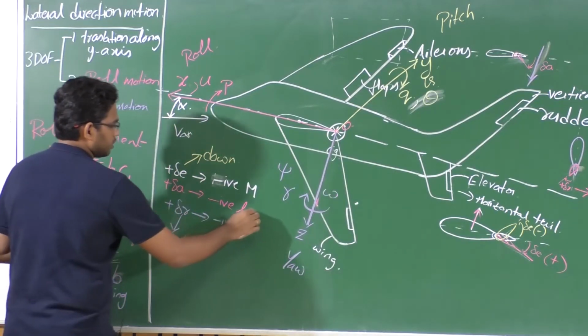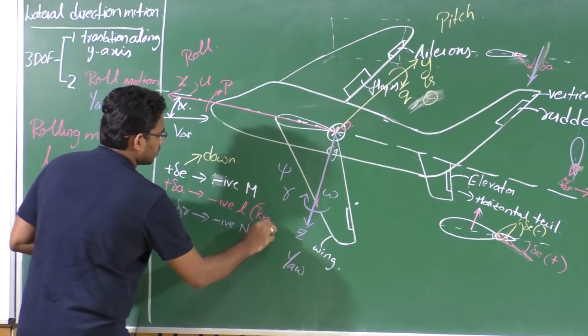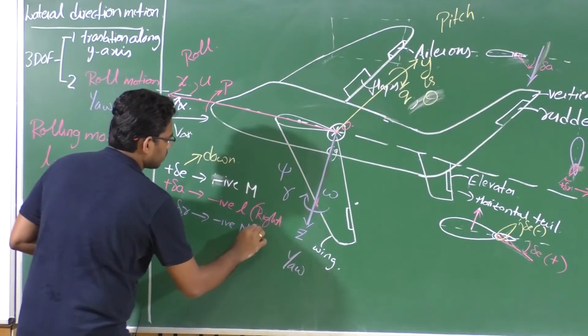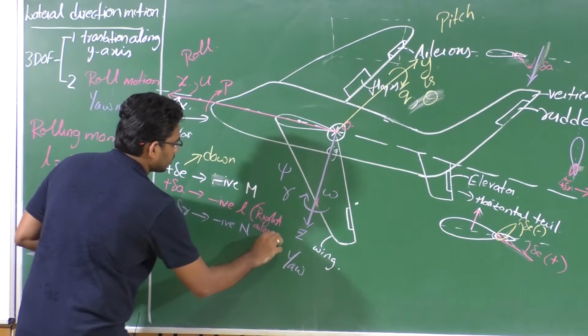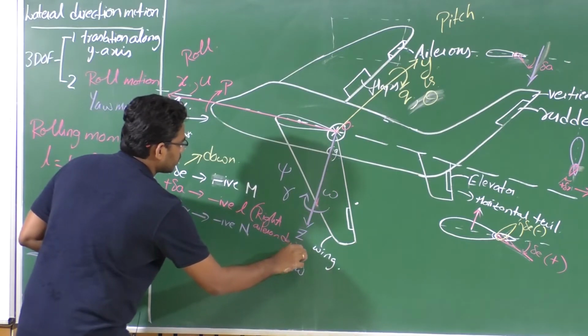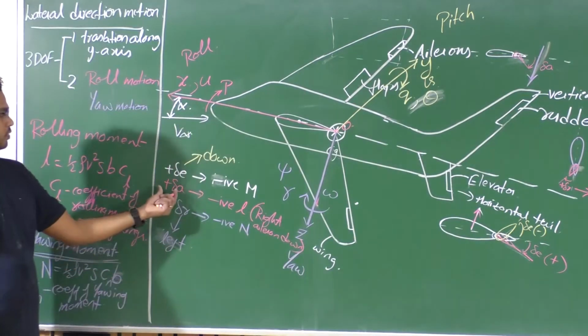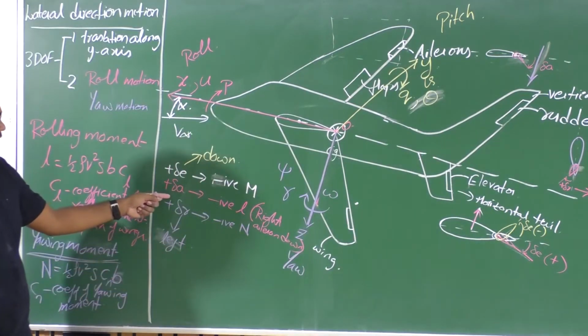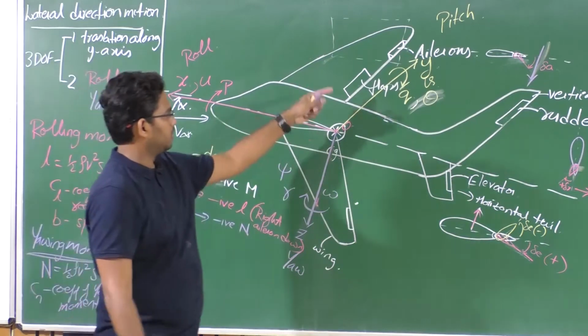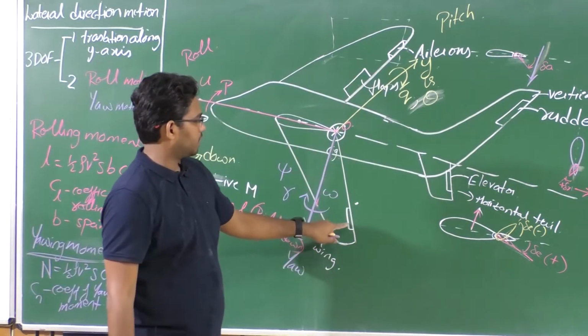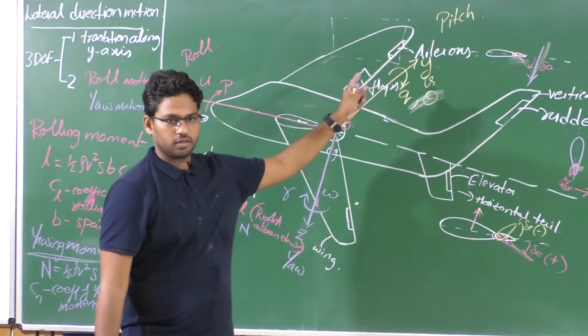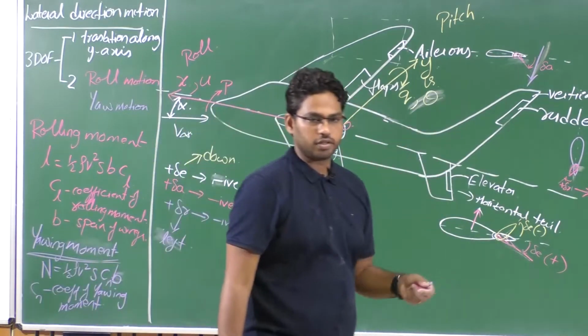Similarly, for aileron deflection, right aileron down. If I deflect this right aileron down, that is considered as positive aileron deflection. And in general, this is taken as an average. The aileron deflection in general is the average of the left side and right side aileron deflection values.